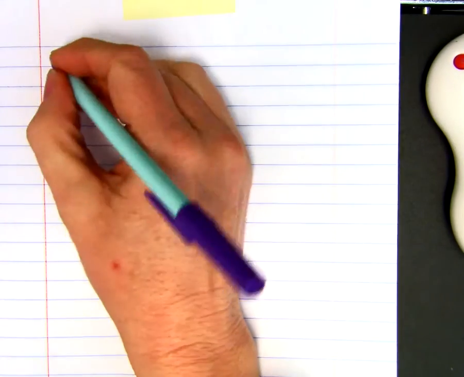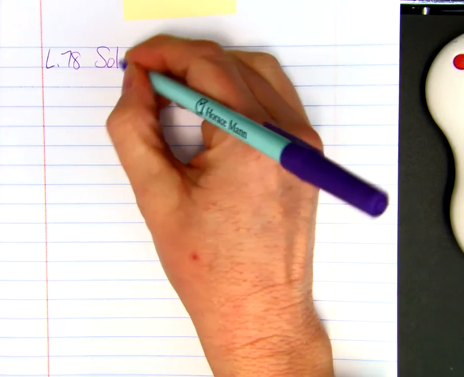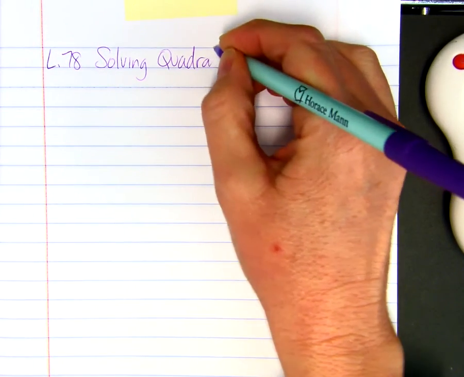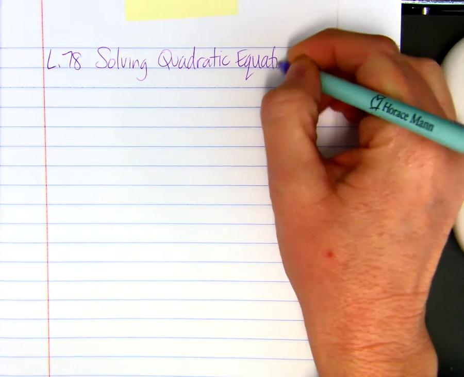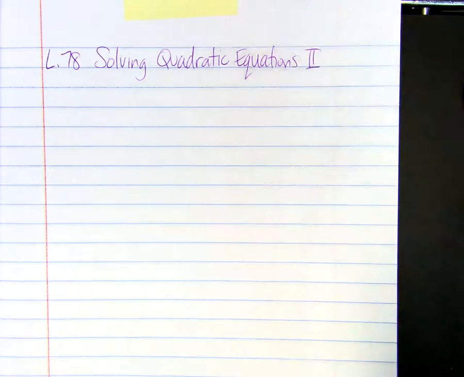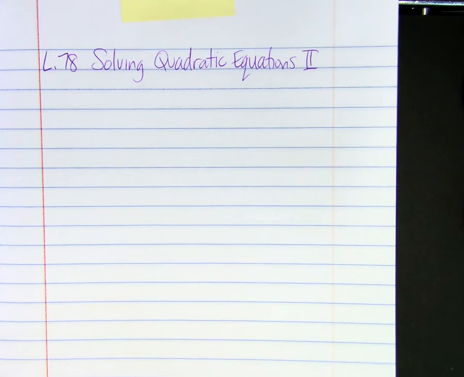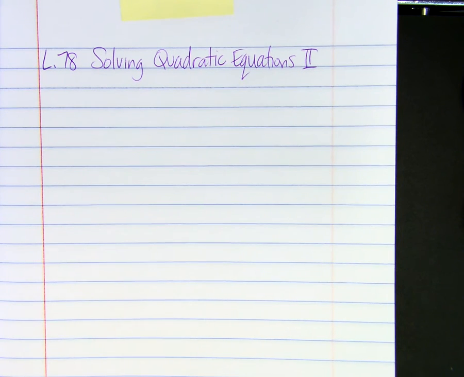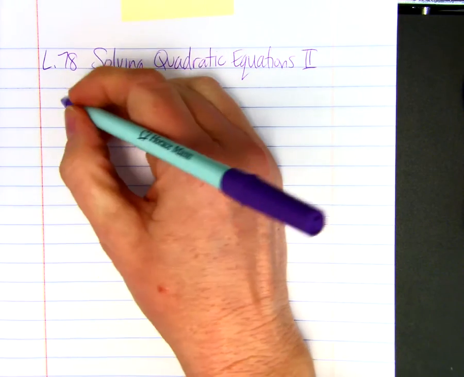Lesson 78, solving quadratic equations 2. So basically, they want you to be able to recognize the difference of two squares and then solve by factoring.